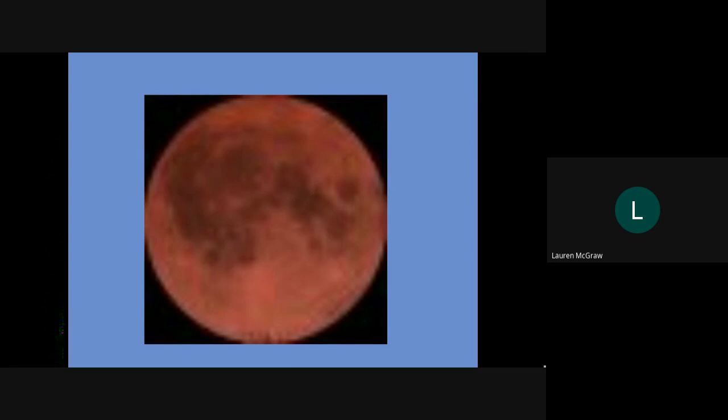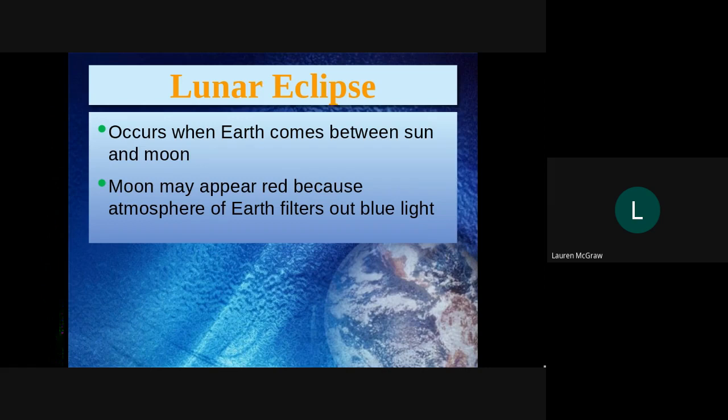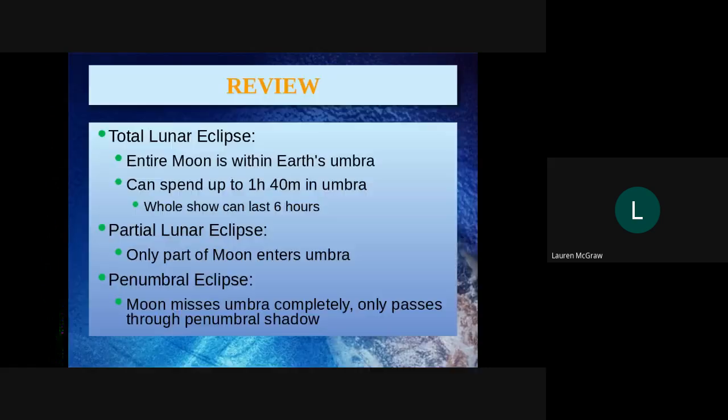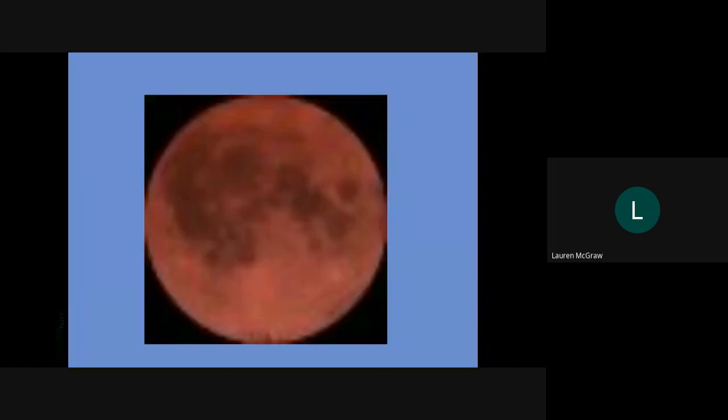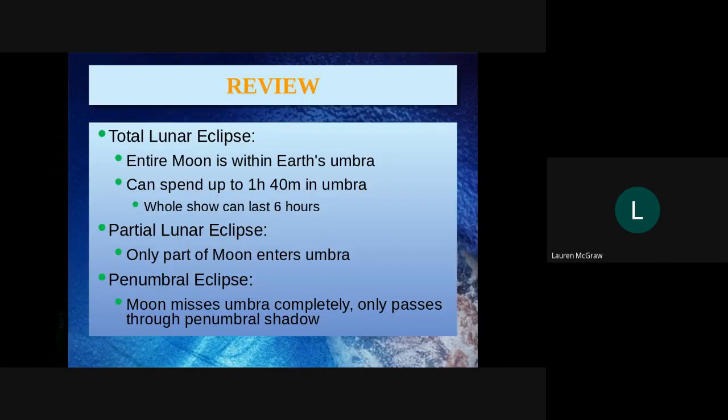And this is what it looks like, okay? Still seeing that moon, those same parts of the moon. It just so happens that the moon is being covered by the Earth's shadow, and it appears red because of the atmosphere of Earth. And there it is.